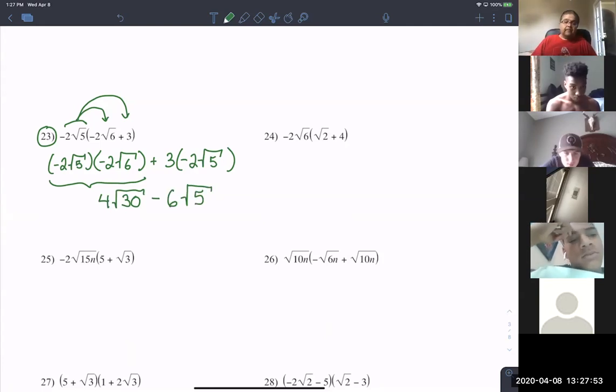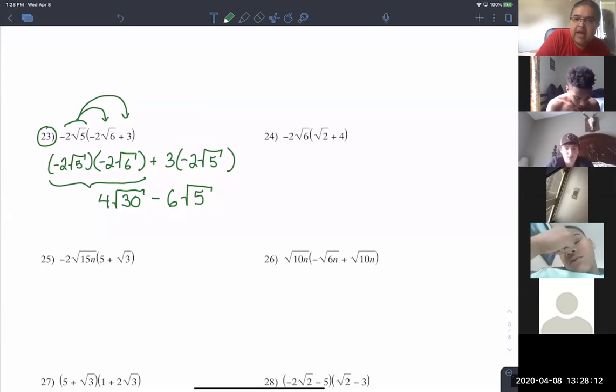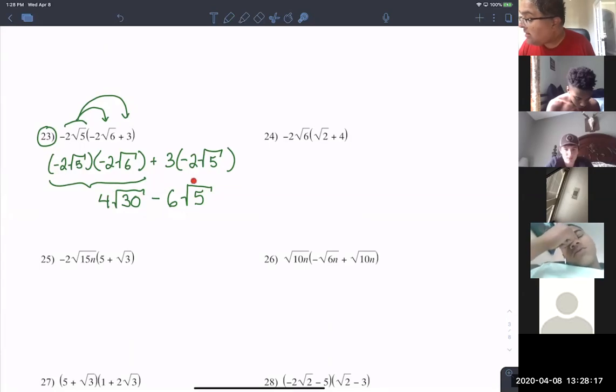Here we go. Can I simplify this anymore? No, you can't. Can I add these together? Can I get negative 2 root 25 or something? No, because these are different radicals. So you cannot do anything when the radicals are different. This is the most you can do. All right. Any questions with the distribution?